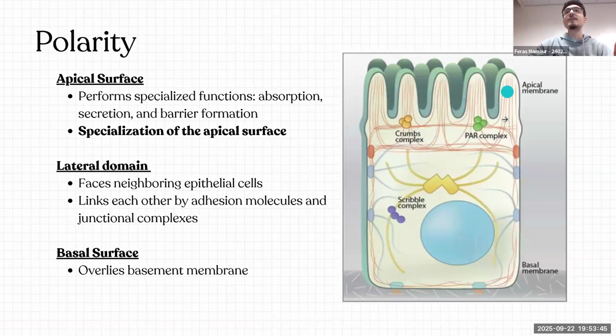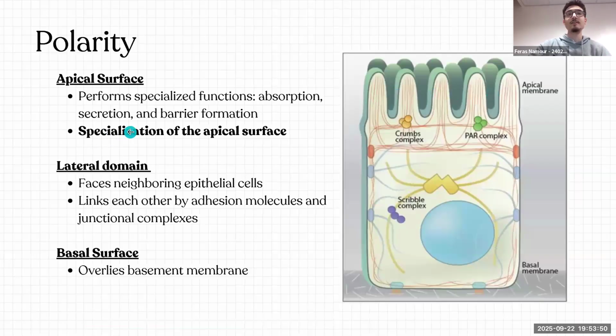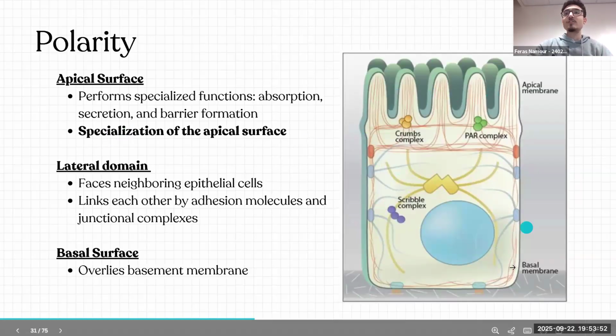And it's very important. Why? The apical surface away from the basal membrane has specialization. We're going to talk about it in great detail. And also, I have a lateral domain.